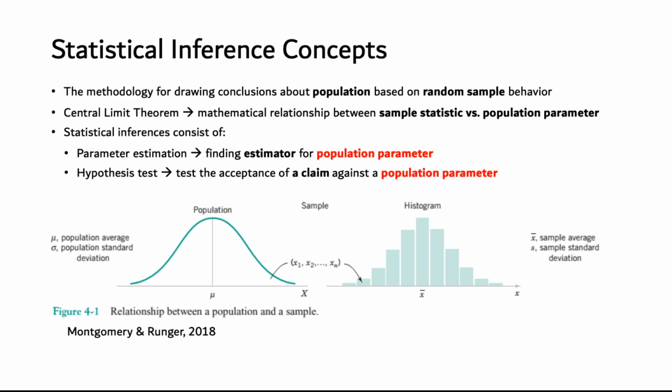As previously discussed, the justification for inferential statistics is the central limit theorem, which states that there is a mathematical relationship between the characteristic quantity of the sample and the population parameter. In general, inferential statistics includes two types of methods. First, searching for approximations or estimating population parameters. And second, hypothesis testing to check the acceptability of claims about the population parameters.